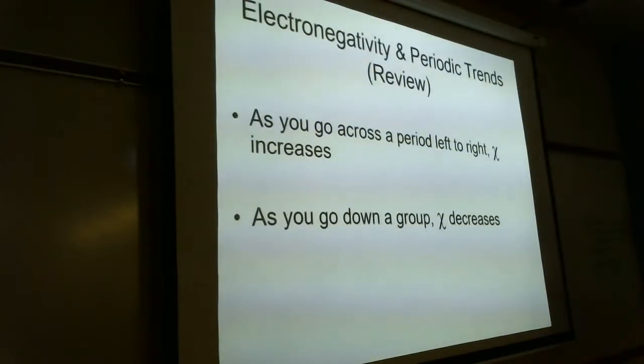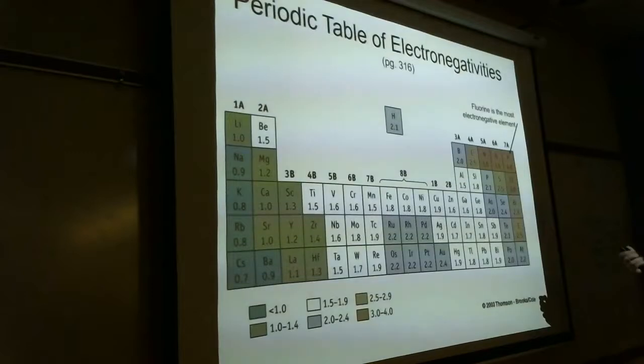And just remember, review, going across a period, electronegativity increases, right? Going down a group, electronegativity decreases. And what's the most electronegative element? Fluorine, right? Fluorine is the most electronegative element. So this is all stuff we talked about already. And this figure is in your textbook on page 316. Okay, you have this exact figure in your book, page 316, giving the exact electronegativities.